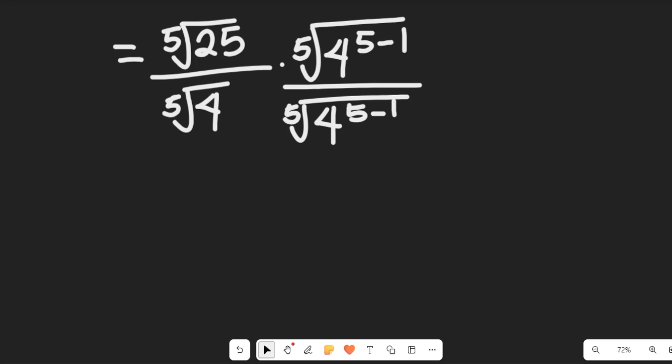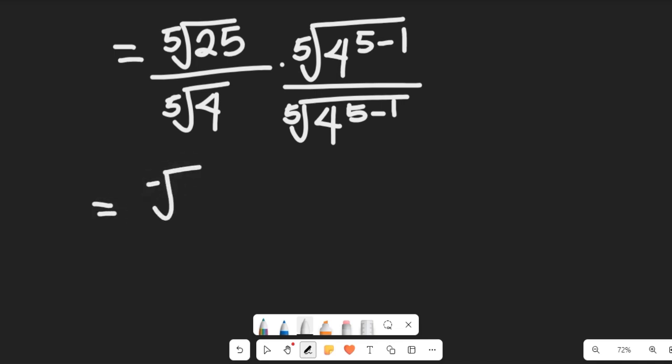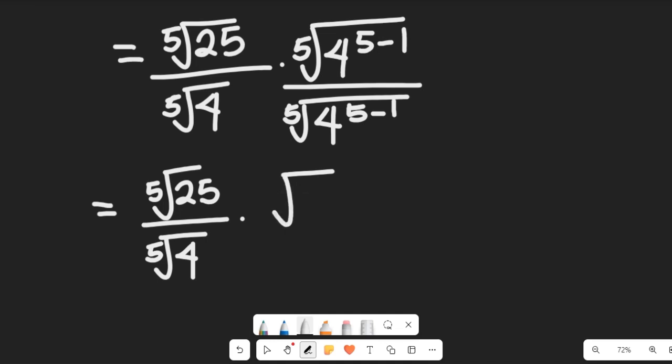If I work out my solution from here, this gives me the fifth root of 25 divided by the fifth root of 4, multiplying this whole expression, which gives me the fifth root of 4 to the power of 4 divided by the fifth root of 4 to the power of 4, right?